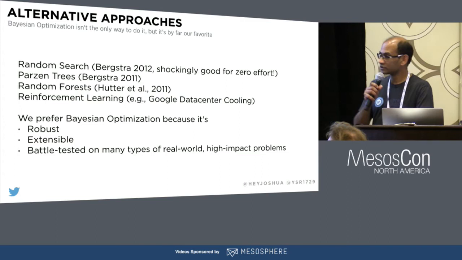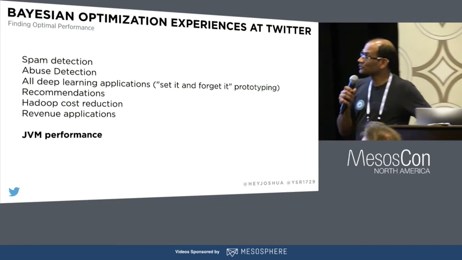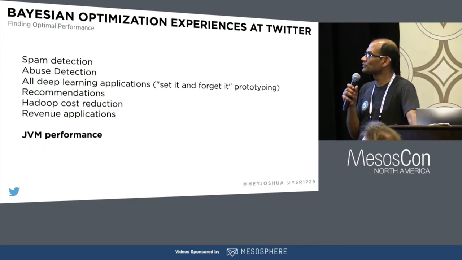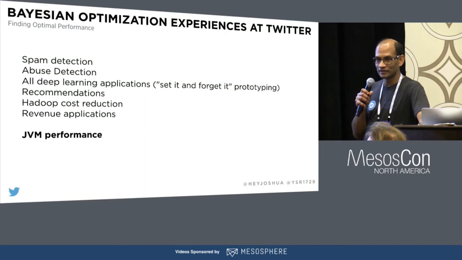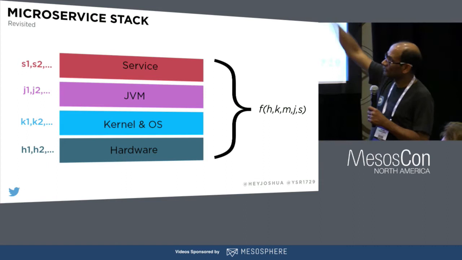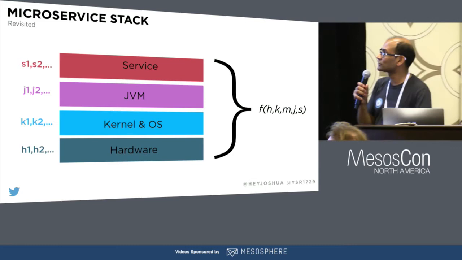There are several alternate approaches. I won't go into the details of this because I'll probably run out of time. But Bayesian optimization has been used at Twitter for a number of optimization problems. I list a few of them over here, and we are applying it now to JVM performance tuning in the data center. Note that this kind of technique could be applied at pretty much any layer of the stack. We are now focusing mainly on the JVM, and so that's all that I'm going to focus on now.